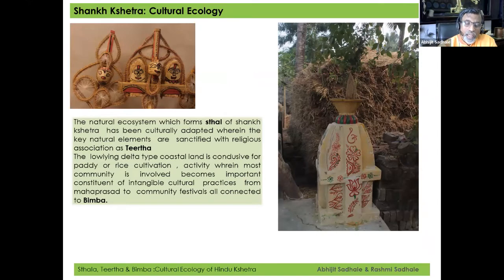I'll not elaborate further, but this is a very interesting case where you see a low-lying delta type coastal land, which is conducive for rice cultivation, harnessing lots of traditional varieties of rice, which are connected to the Mahaprasadam of Shankar Kshetra. These activities where the communities are involved are also connected by various cultural rituals, and the ecological principles associated with them are also deified. So it creates a very interesting cultural ecology of Shankar Kshetra.